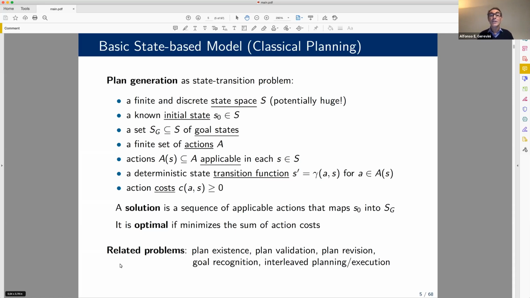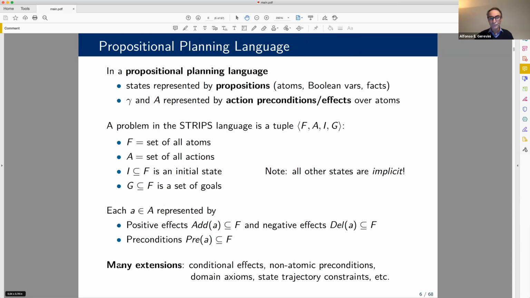There are many interesting and important related problems, such as checking the existence of a plan without computing the plan, validating a plan, revising a plan, recognizing the goal of an agent given some actions that it is executing, and mixing planning and execution. We will focus on plan generation.